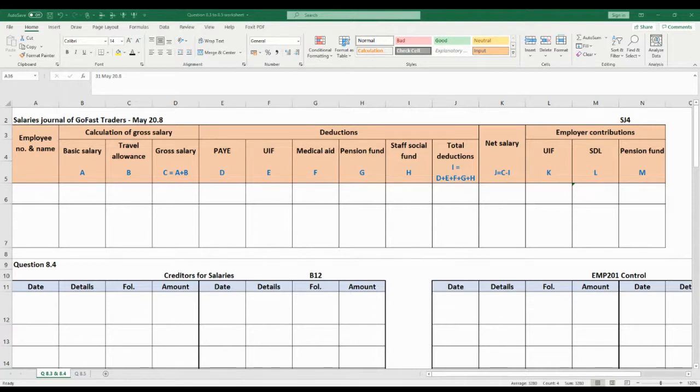Okay, so all of you should have, based on the information given, finished the salaries journal. This one is not that complex because it's only got one employee. So let's go through this and see how we should have completed it.